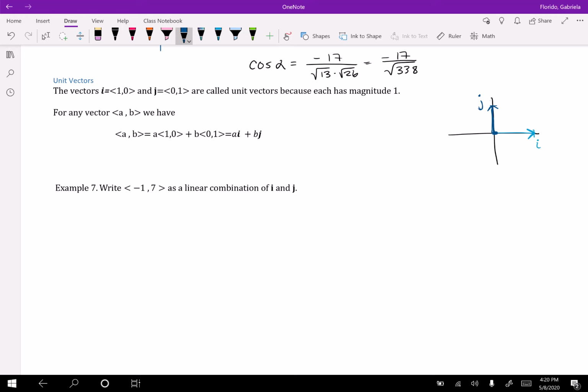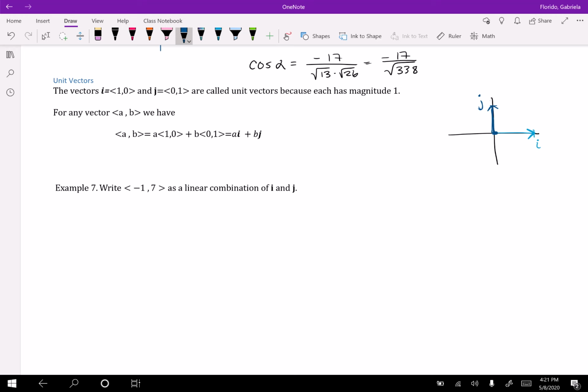So what do I mean by that? Here's a little definition down here. If I have a vector a comma b, then we can split this up into a linear combination where I multiply my vector i by the scalar a and my vector j by the scalar b, and I sum them up and get the vector a comma b. We can write it as ai plus bj. Again, this is a linear combination. I forgot to mention that the reason they call them unit vectors is because they each have a magnitude of 1. Notice that the length of both of these vectors is just 1.